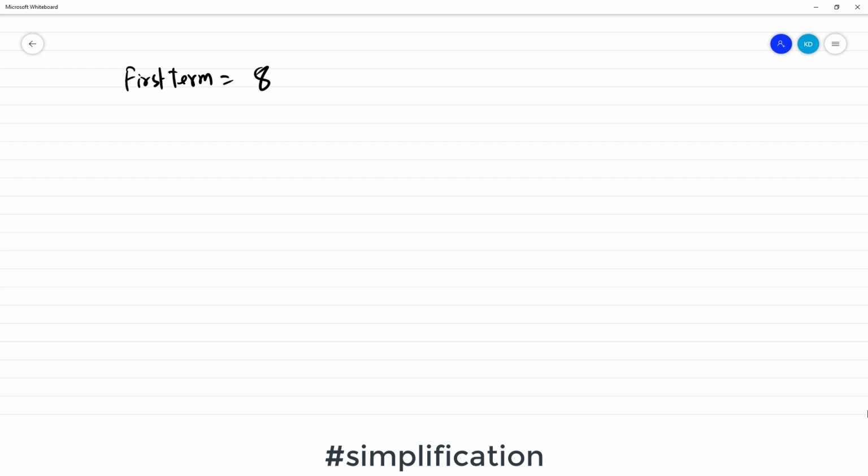So now our first term is like this: 8 to the power minus 2 by 3, 5 by 2, divided by 16 to the power minus 5 by 2 into 2 to the power 5. Okay, so this is our first term.